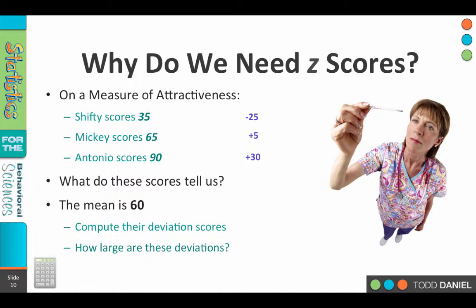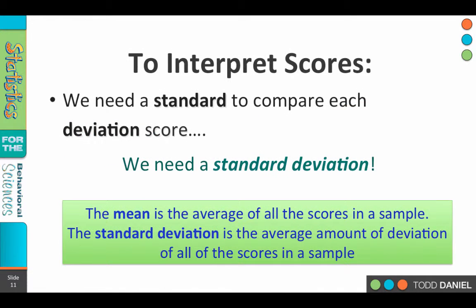We know how far the raw scores are from the mean, but we need something else. What we need is a standard by which to compare each deviation score. We need a standard deviation. And good news, we do have a measure, and it's called standard deviation. So we are going to use that standard deviation in order to make these raw scores more comparable and find out how far they fall relative to everybody else who's taken the test.